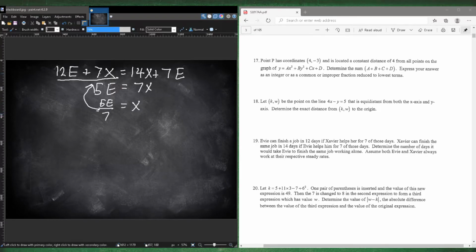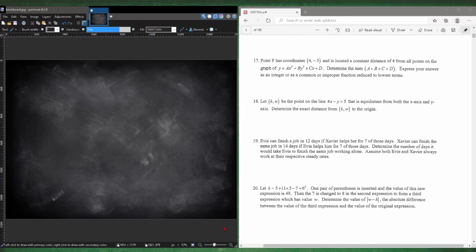So 5e over 7 times 7 is 5e. And then plus the 12e, that is 17e. So this is going to be the time times her rate to finish the job. That means the time it takes would be 17. And that's your answer for number 19. And that's all you have to do.